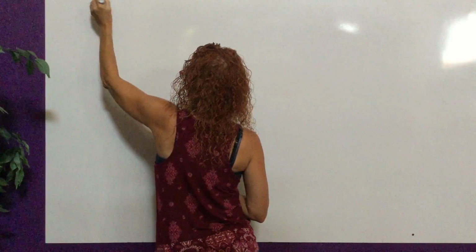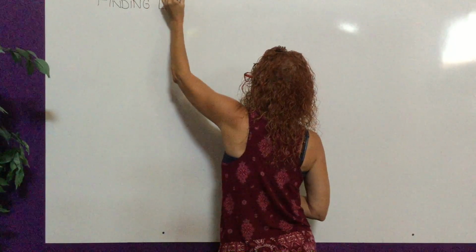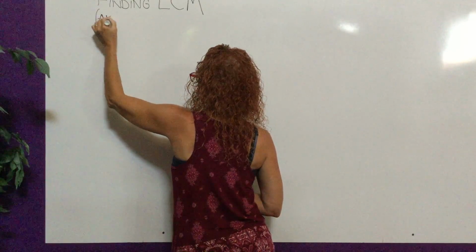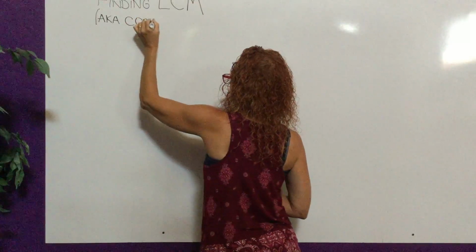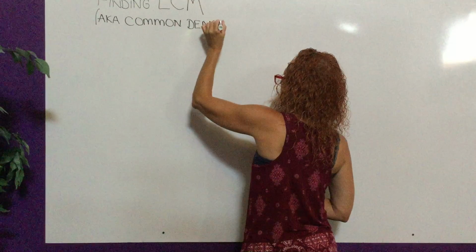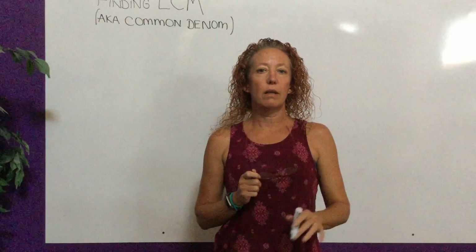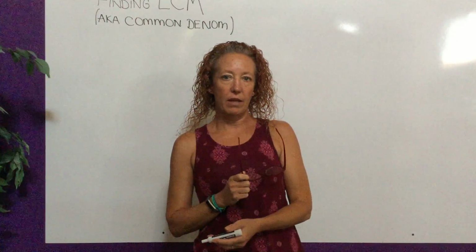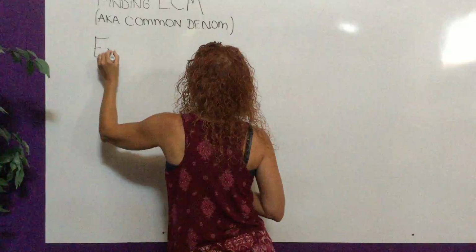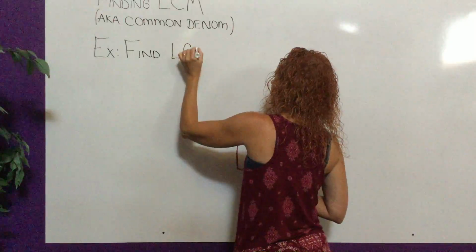So finding what's called the least common multiple, aka we refer to that as being the common denominator. So we're not actually doing the operation in section 6.3, we're just practicing how to find that common denominator. So our instructions for the second part will be find the LCM.